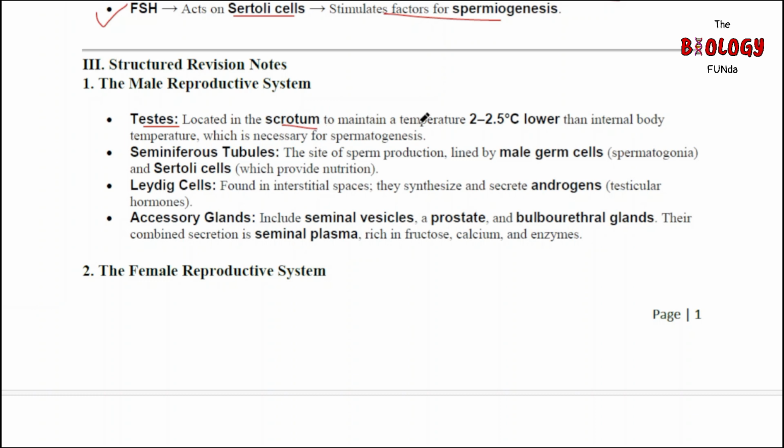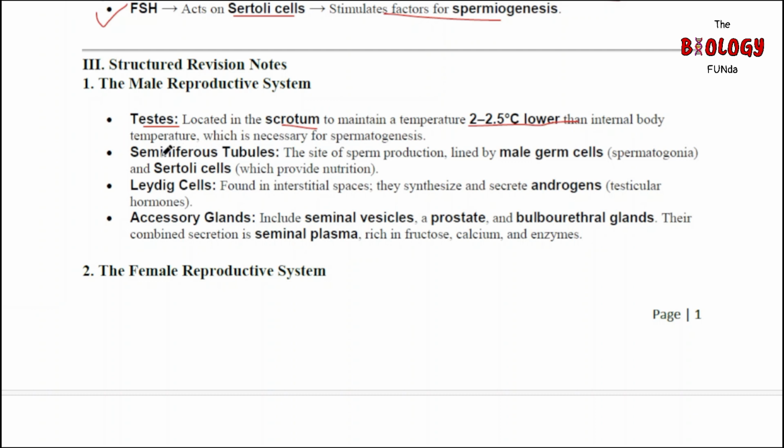Why is it located outside the abdominal cavity? Because to maintain a temperature lower than the normal body temperature, 2 to 2.5 degrees Celsius lower than the body temperature. Why? Because spermatogenesis requires lower body temperature.